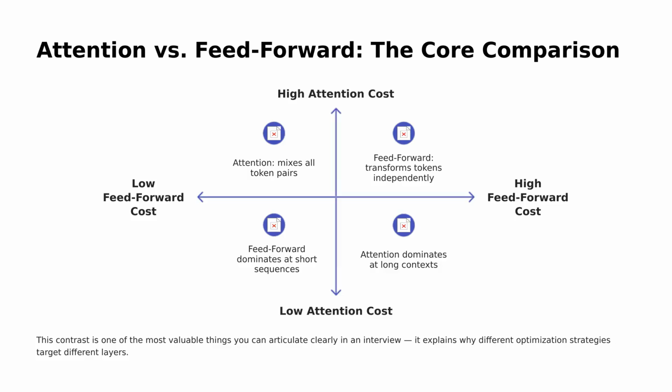This slide highlights the key trade-off between feed-forward layers and attention. Feed-forward transforms each token independently, so it tends to dominate compute at shorter sequence lengths. Attention, by contrast, mixes information across all token pairs, so its cost grows much faster with context length and becomes dominant on long sequences. That distinction really matters, because it explains why optimization strategies often target different parts of the model depending on the workload.